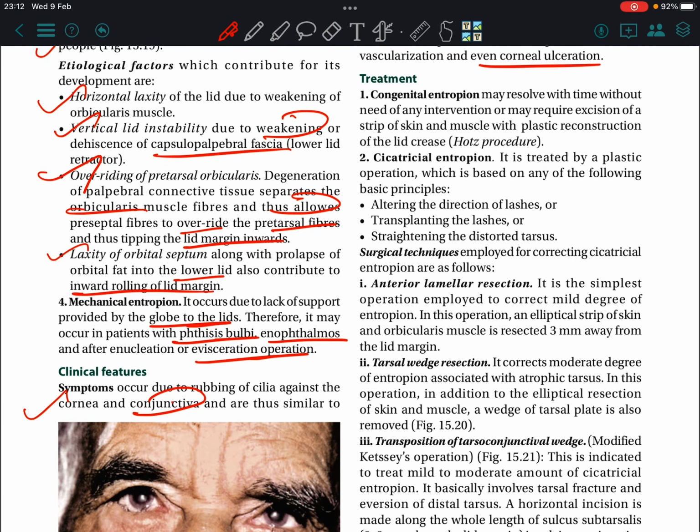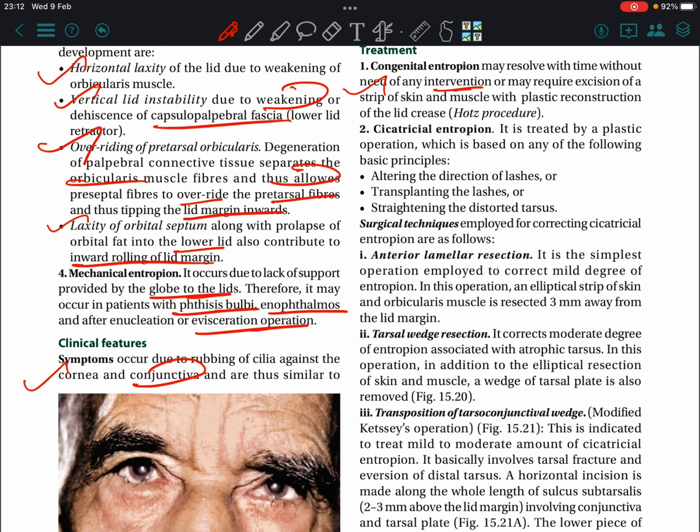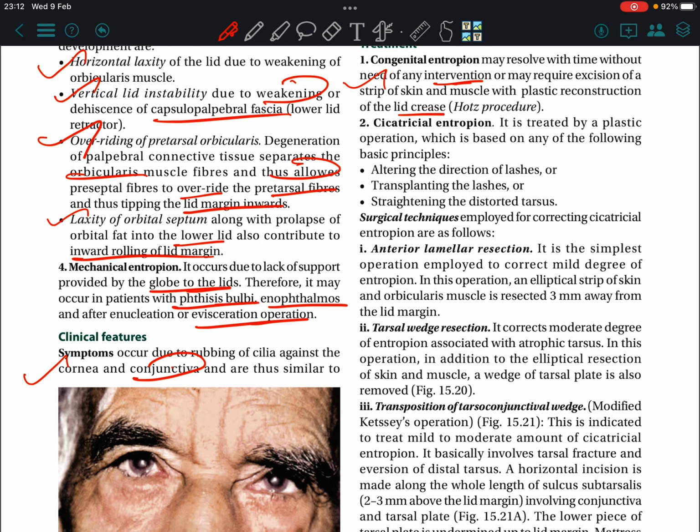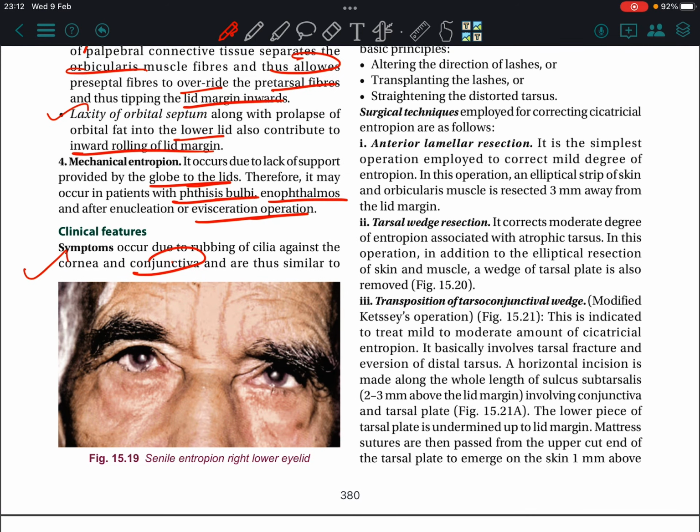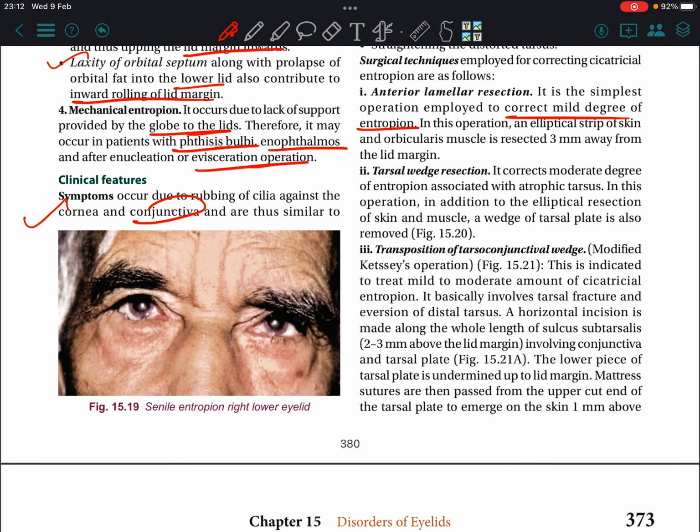Treatment: congenital entropion may resolve with time without need of any intervention, or may require excision of a strip of skin and muscle with plastic reconstruction of the lid. Cicatricial entropion is treated by plastic operation. Anterior lamellar resection is the simplest operation employed to correct mild degree of entropion. Tarsal resection corrects moderate degree of entropion associated with atrophic tarsus. In this operation, in addition to elliptical resection of skin and muscle, a wedge of tarsal plate is also removed.